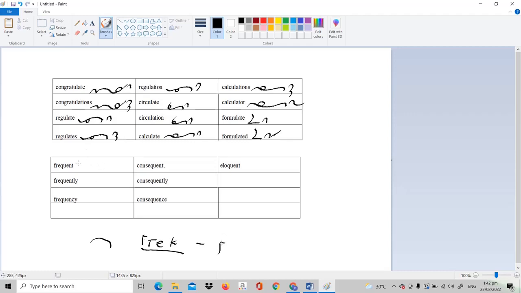So for frequent, we have FR, F-R-E-K, frequent. Next, frequently, F-R-E-K-L-E. Li is the E symbol. Next, ulitin nga natin yan. F-R-E-K-L-E. Now, frequency, we have F-R-E-K-S-E. Frequency.